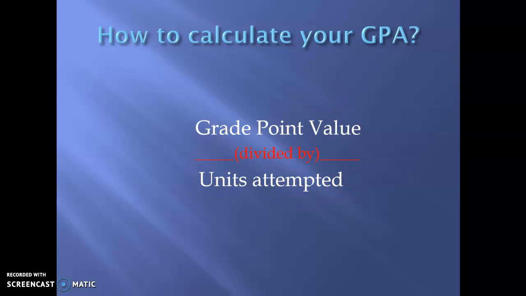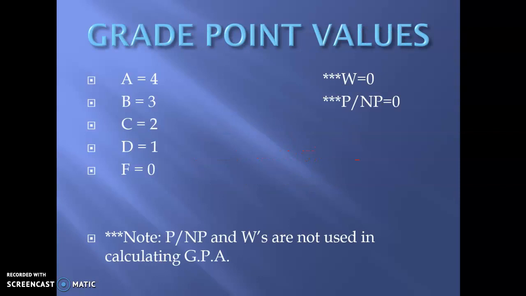To help us determine the grade point value, we need to use this chart. A grade of an A in a class will give you 4 points. A grade of a B will give you 3 points. A grade of a C will give you 2 points. A grade of a D will give you 1 point. And a grade of an F will give you 0 points. Again, remember, W's and pass, no passes are not calculated in your GPA, so we do not add those.